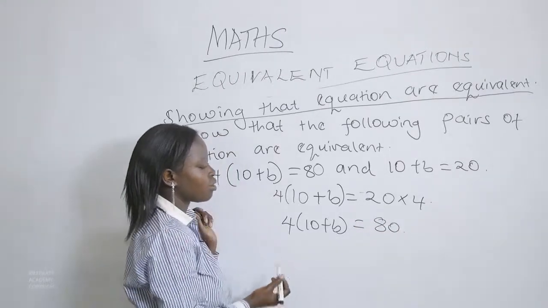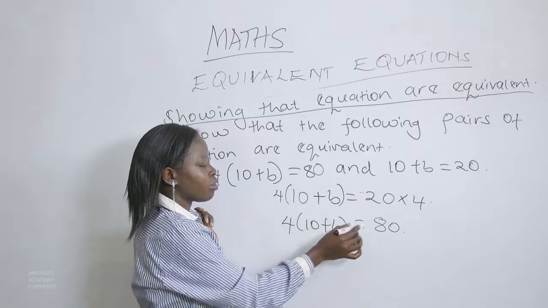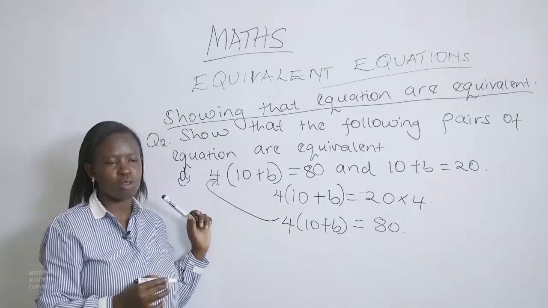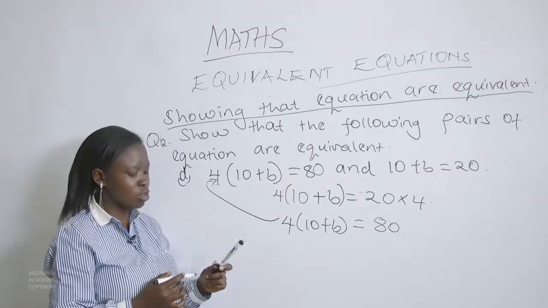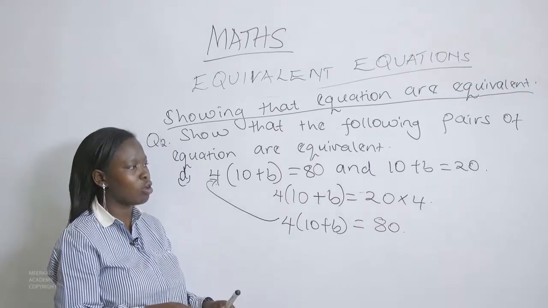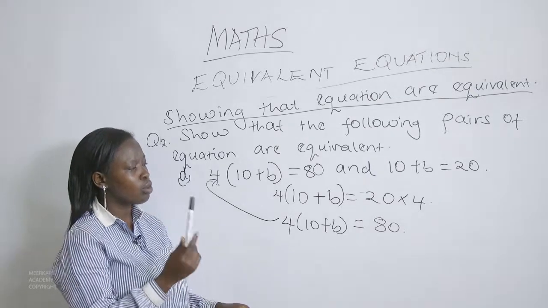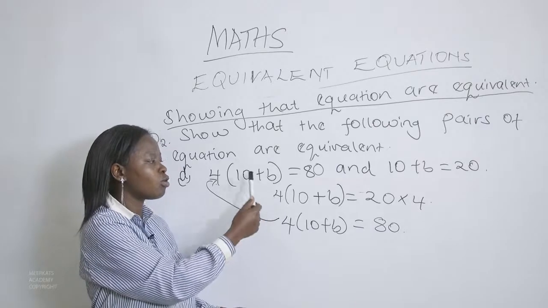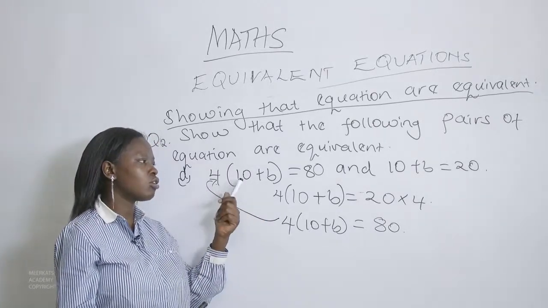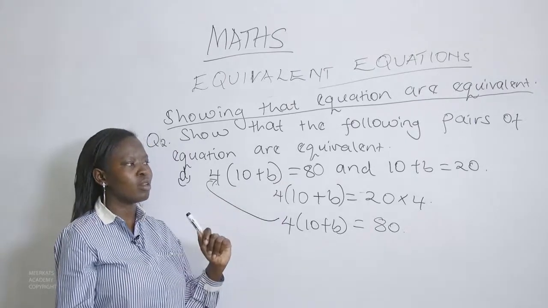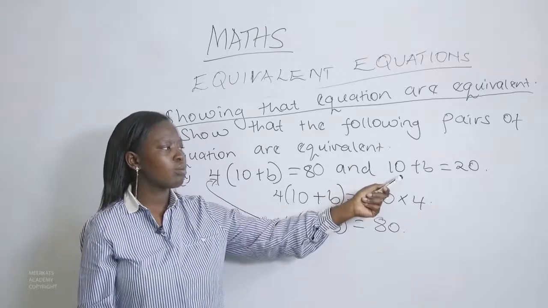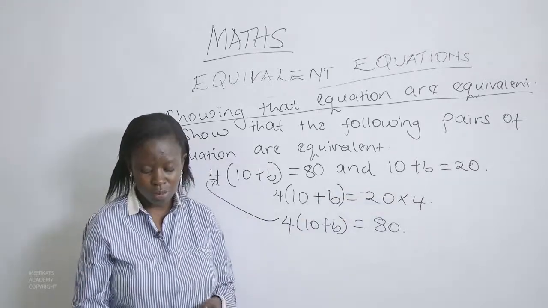So we find that 4 into 10 plus b is equal to 80 is similar to the first equation that we have. So since the two equations have a number that we can multiply on both sides and obtain one of the equations, we can multiply by 4 to obtain the first equation. Then it means that 4 into 10 plus b is equal to 80 is equivalent to 10 plus b is equal to 20.